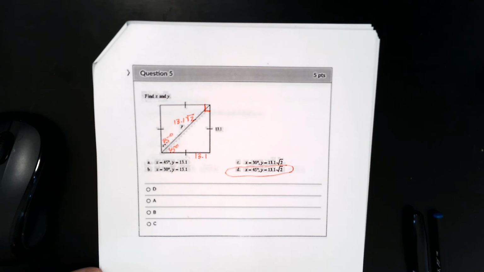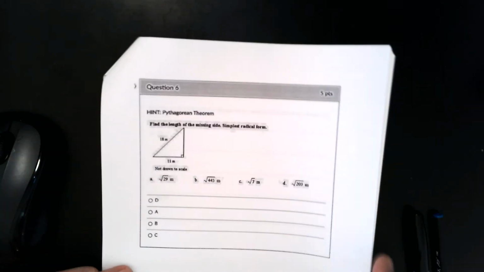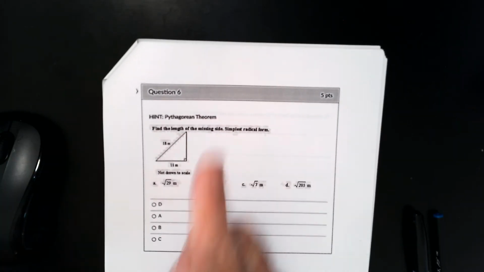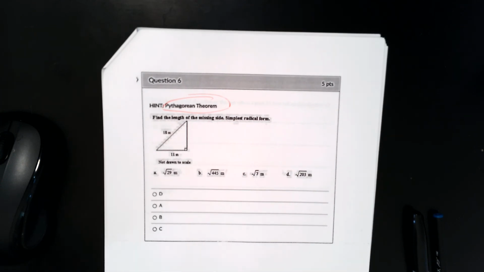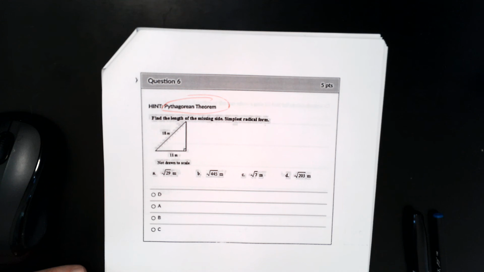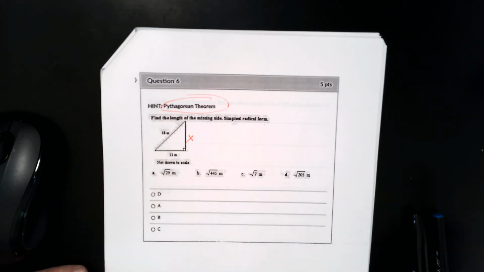D. All right, question 6. Notice, hint, use the Pythagorean theorem. Sometimes we get too quick into the trig and we forget that we can use the Pythagorean theorem. Find the length of the missing side. Simplify in radical form. All right, so let's just call that side x.